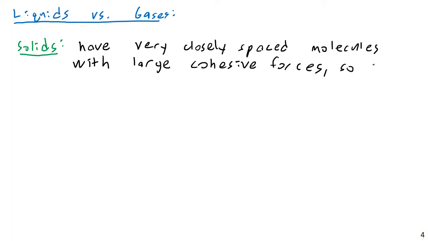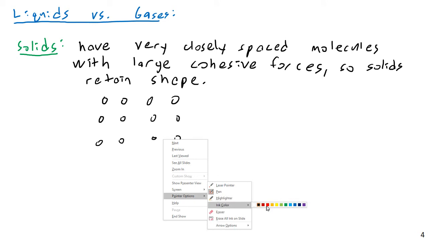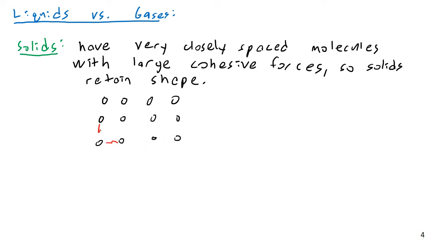So solids will retain their shape. In other words, if I have many molecules, which I'll just draw as circles here, fairly close together, I'm going to have large cohesive forces between these. For those of you in my materials and manufacturing class, we will be studying some of this later in the semester as we get to crystalline structure, crystal cell structure, that kind of thing. So large cohesive forces between the molecules.